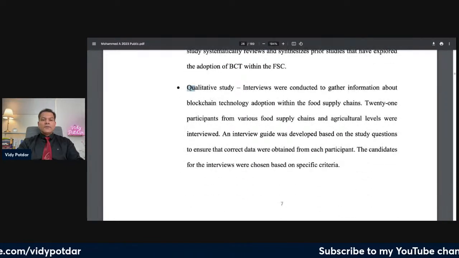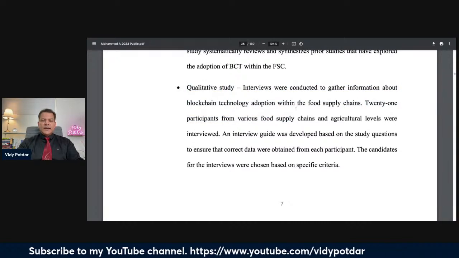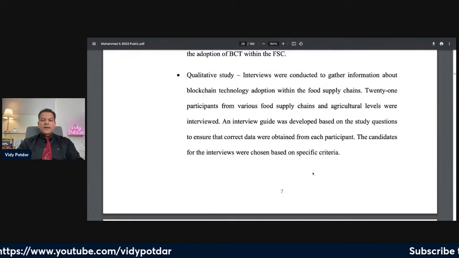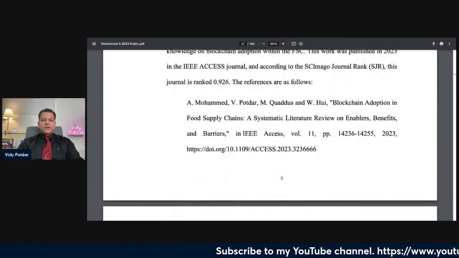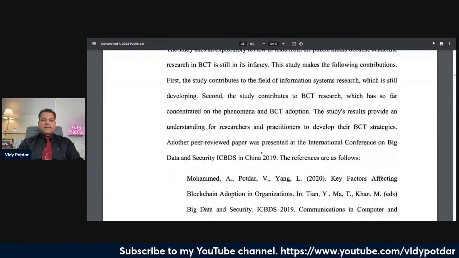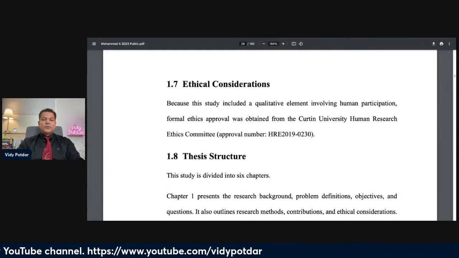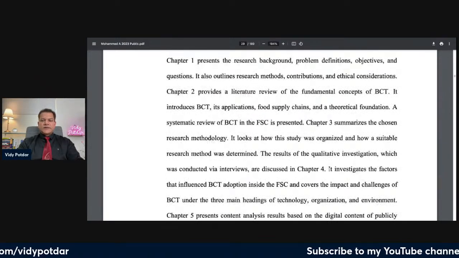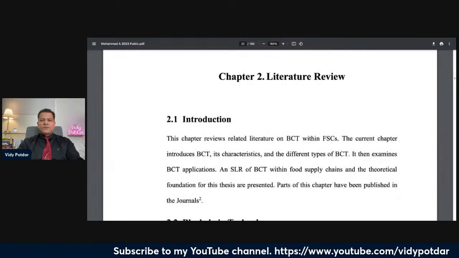Similarly, for qualitative study as well, in the introduction, I know that they have used a qualitative approach. They have conducted interviews, and if I want to know more about it, I can jump to that respective chapter. In terms of research contributions, here it does mention the publications that they have made. So this is also something that if you're writing your thesis, it is a good thing to include. Okay, so this is thesis structure. I think this is not something very relevant when you're reading a thesis for getting the relevant information.